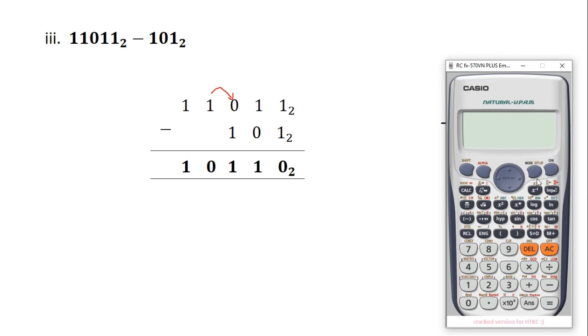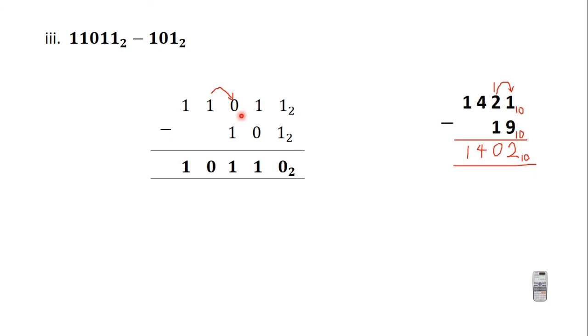I'll go over it again. You switch on your calculator, you click on mode, you select the fourth option, then you change your calculator from base 10 to base 2 by clicking on the log button. You enter the question that we have here. So 1, 1, 0, 1, 1 minus 1, 0, 1. You click on equal to, and you start writing your answer from the first significant figure. The first significant figure here is 1. So we have 1, 0, 1, 1, 0 base 2.